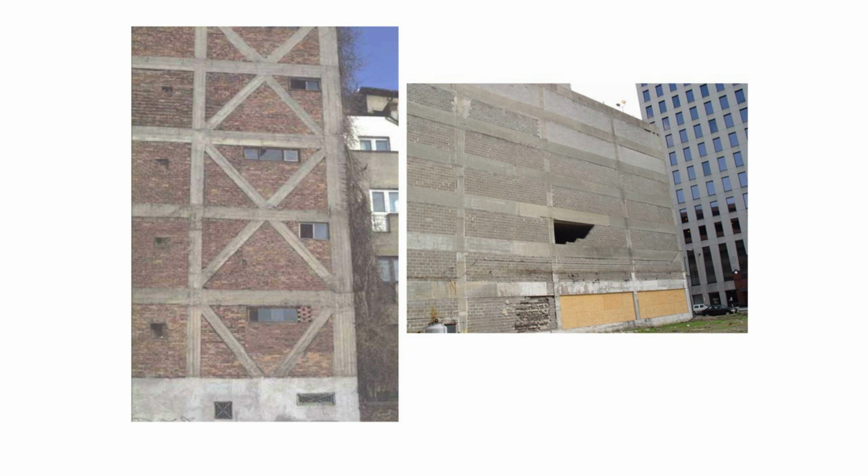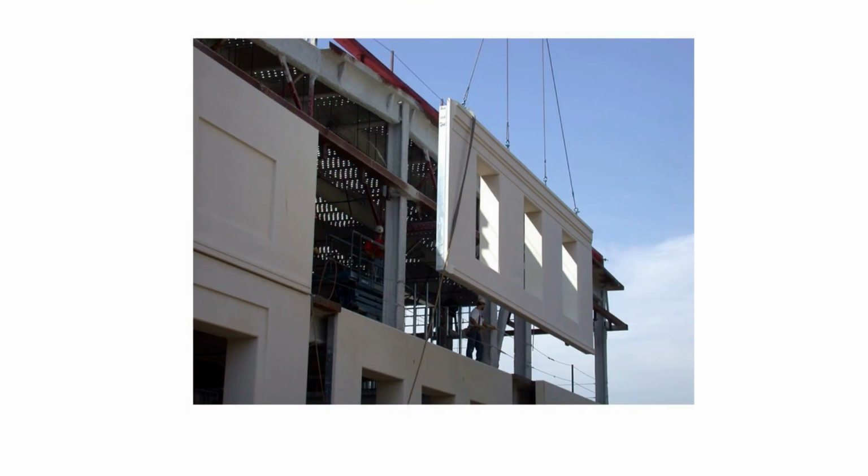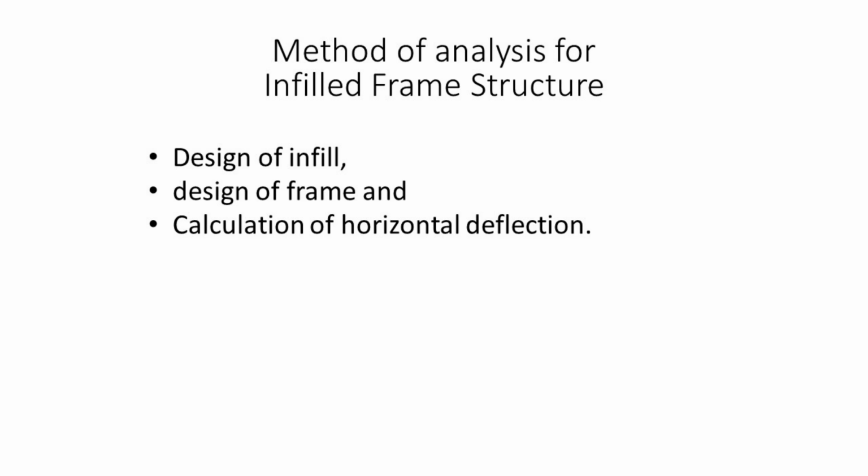This figure shows an example of infilled structure with RC beam column framing, infilled with brickworks. Meanwhile, this figure shows an example of infilled structure with steel beam column framing, infilled with blockworks. And this figure shows an example of infilled structure with steel beam column framing, infilled with precast panels. For this type of structural form, you will need to design the infilled structure, the frame, and check the horizontal deflection of the overall frame. The method will also be explained in Chapter 2.